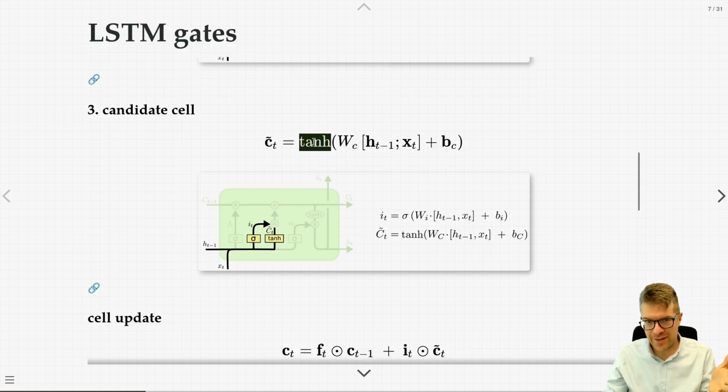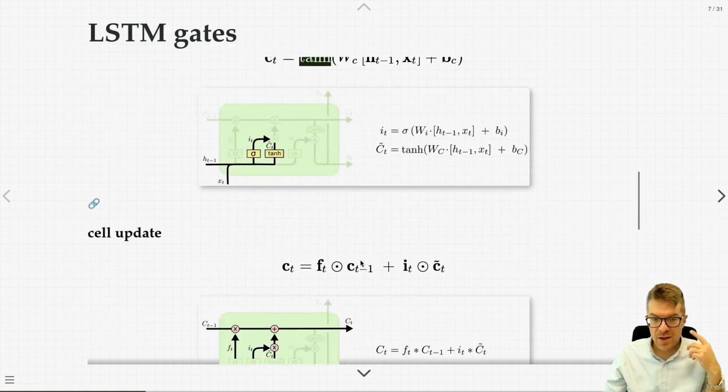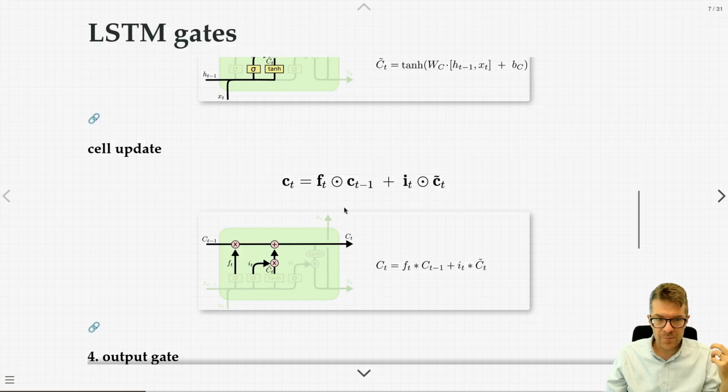This is passed through nonlinearity. Here it's a tanh, but it doesn't have to be. And then this produces the information that I'm going to write to the cell state. The writing actually happens here in a couple of operations.